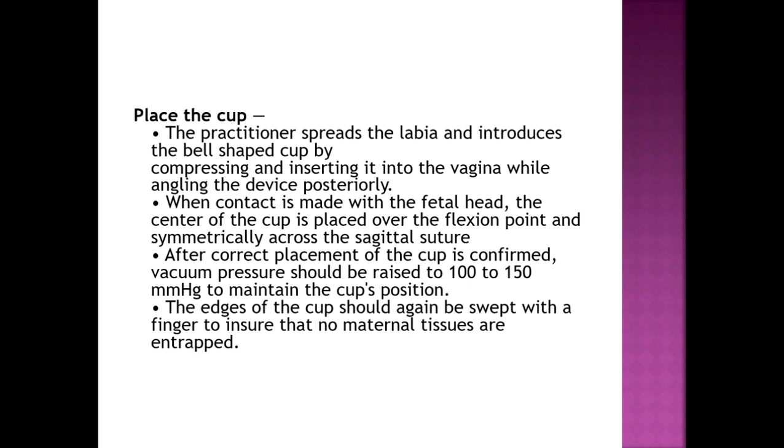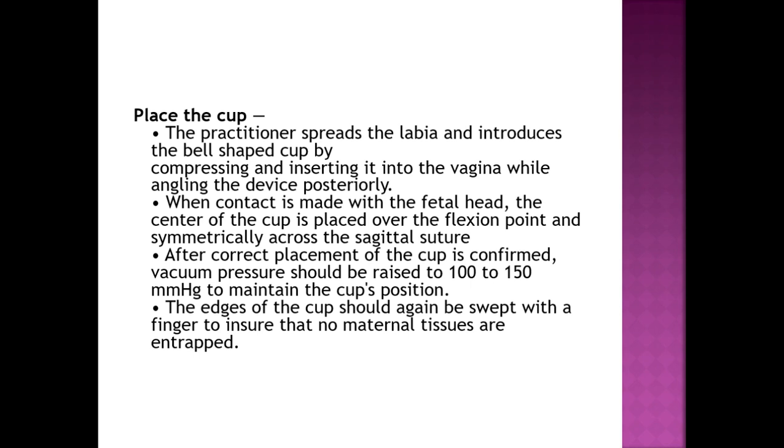The practitioner spreads the labia and introduces the bell-shaped cup by compressing and inserting it into the vagina while angling the device posteriorly, trying to introduce it with the least discomfort possible. When contact is made with the fetal head, the center of the cup is placed over the flexion point and symmetrically across the sagittal suture. This is the flexion point.